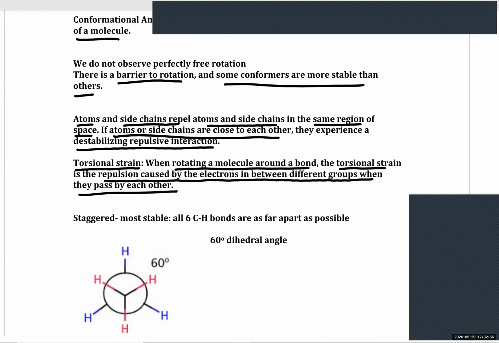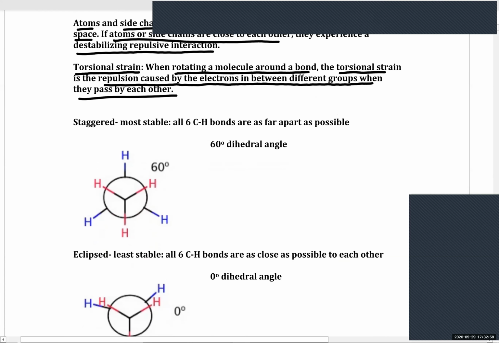Now, there are a few different conformations that you'll need to be familiar with. The first of which is the staggered conformation. The staggered conformation is when you have all of your bonds as far apart as possible. And this is shown by a 60-degree dihedral angle, which is the angle separating your front and back substituents. The larger your dihedral angle, the farther apart your substituents are in three-dimensional space.